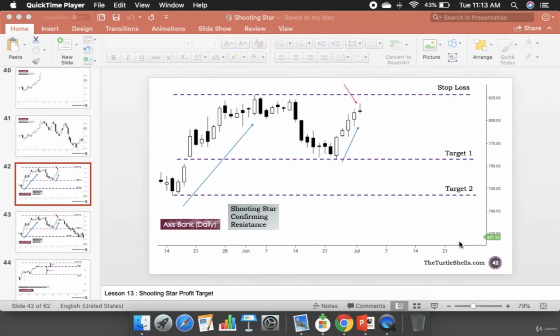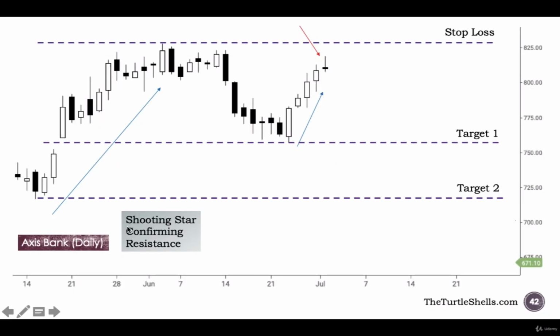So let's have a look at how to set profit targets with the shooting star. In this case, the shooting star is confirming prior resistance. This is a daily chart of Axis Bank, and if we look at the uptrend shown by the blue arrow, after the uptrend, you have this consolidation in the price where the price has gone almost flat. And I have drawn a purple dotted line here, which marks the resistance point. The high of this consolidation becomes our resistance because that is where the price has gone down.